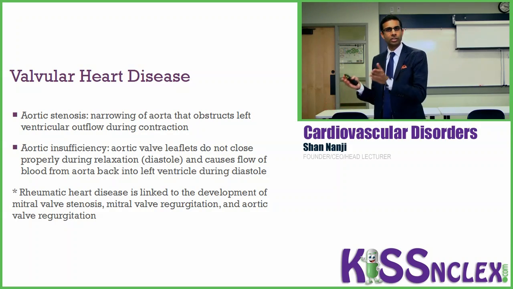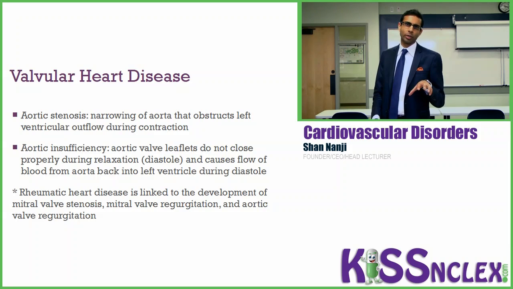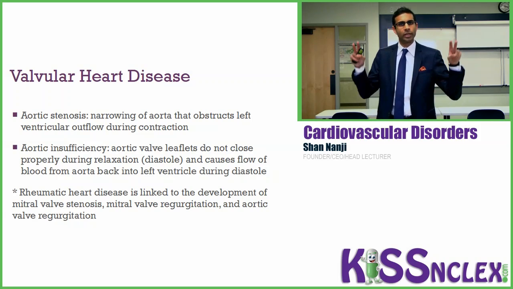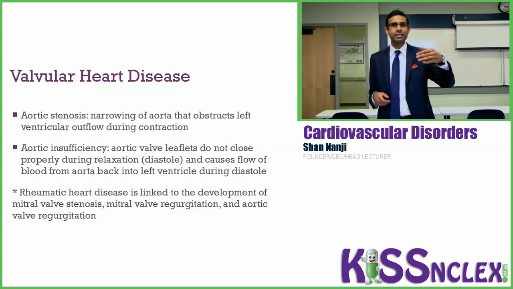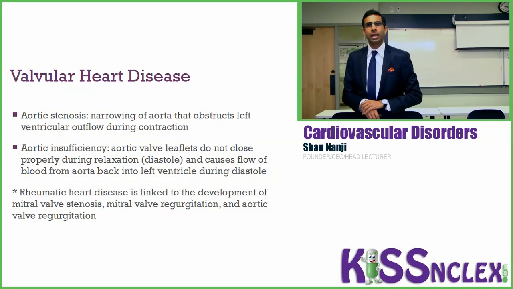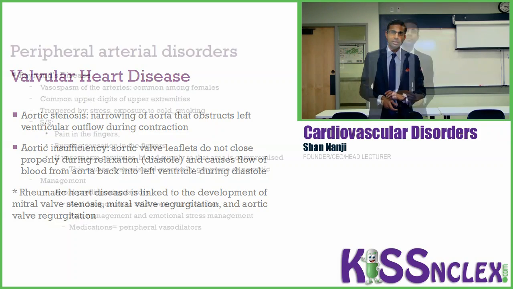That's just like mitral regurg. This is aortic regurg. What aortic regurg does is, when that ventricle contracts, the aortic valve hasn't closed all the way, and blood can once again come back through and regurg. Rheumatic heart disease, we mentioned earlier, is linked here to the development of mitral valve stenosis, mitral valve regurg, as well as aortic valve regurgitation. So this is rheumatic heart disease.